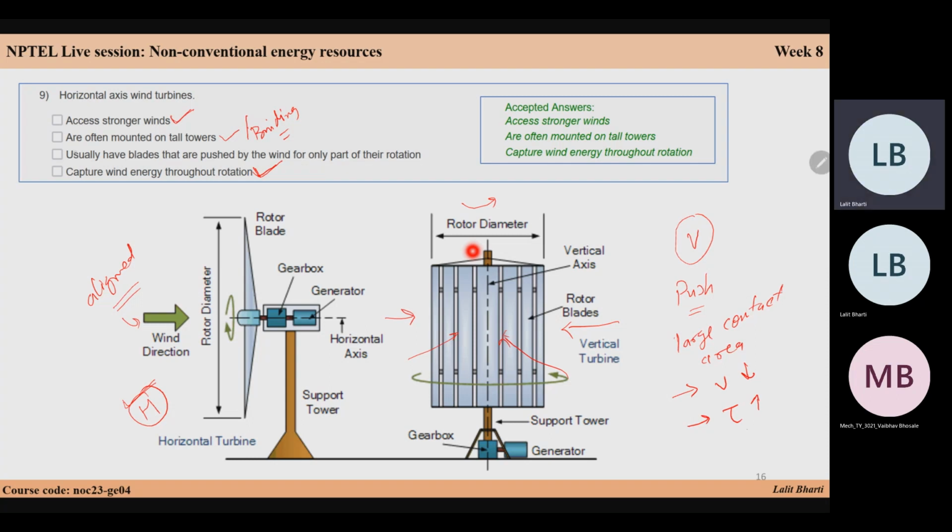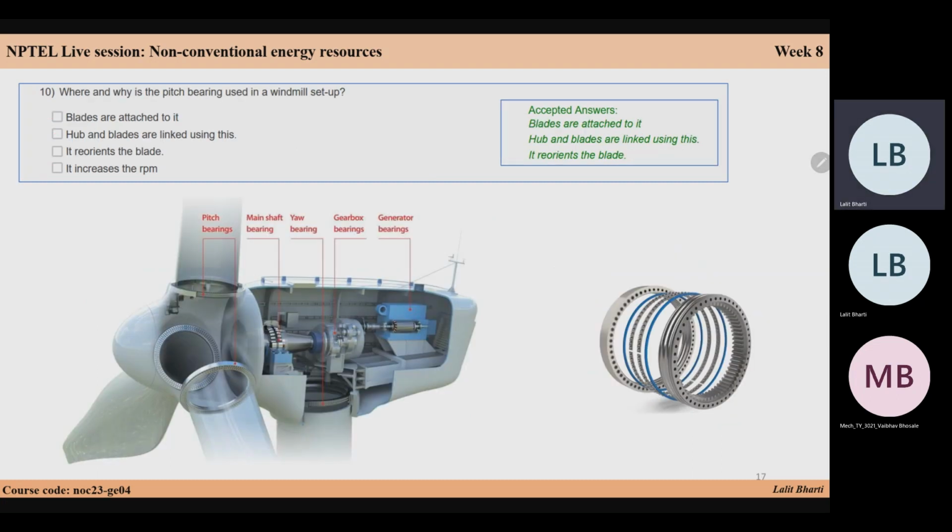But the option 3, which says usually the blades are pushed by the wind only part of their rotation, is not correct. So the first two are correct. Now we'll see the next question. It asks where and why is the pitch bearing used in windmill setup? So first we need to understand what the pitch bearing is.